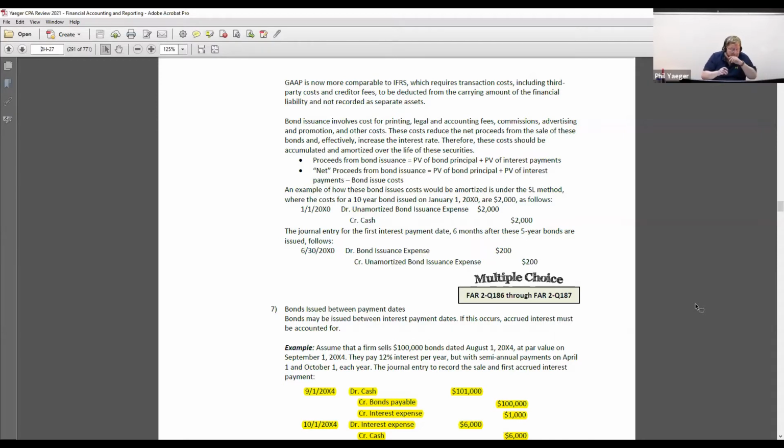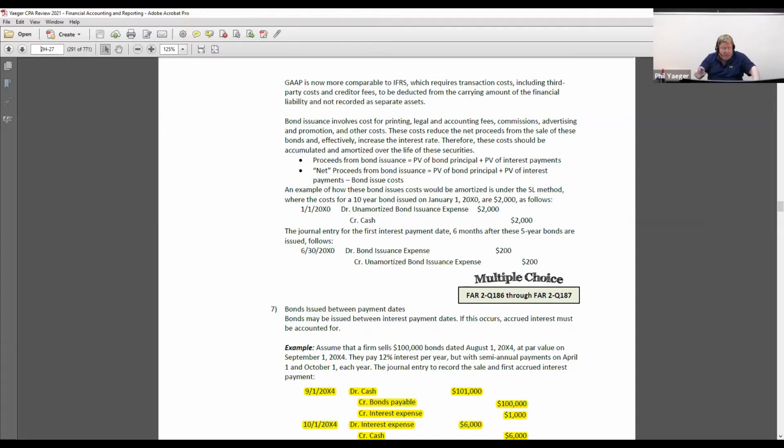Now, I wish I had an example of what I'm trying to tell you about, but it's not one in the back. I've got to find an example of that one. It's unfortunately not there, but this is what you have to know. Bonds issued between payment dates: bonds may be issued between interest payment dates and the date the bond contract was dated.